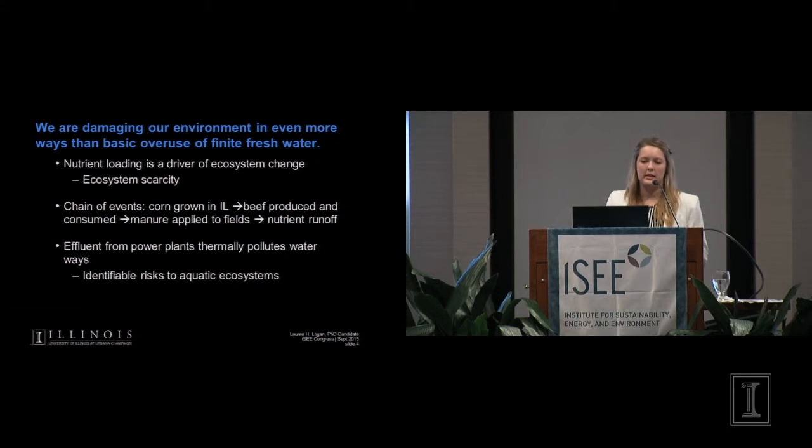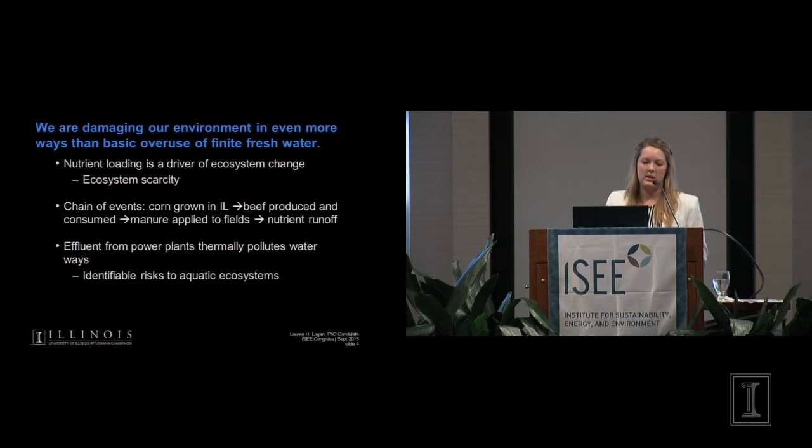So we have nutrient loading. It's a driver of ecosystem change, and we're seeing ecosystem scarcity. The chain of events from growing corn in Illinois that's then fed to cows that become beef, that then we're applying manure in fields and producing nutrient runoff in places that aren't in Illinois, or perhaps are in Illinois, but we're seeing this chain of events that leads to issues downstream.